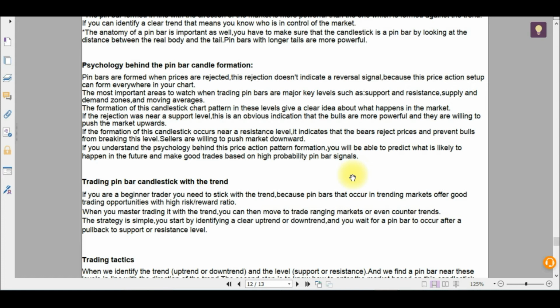If you understand the psychology behind the formation of these price action patterns, you will be able to predict what is likely to happen in the future and make good trades based on high probability pin bar signals.